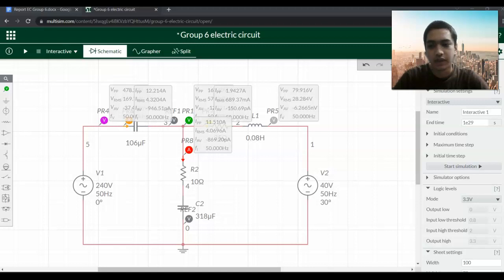Today, I will present about the Group 6 simulation circuit. According to the Malaysian standard, we will be using the supply frequency of 50 Hz.